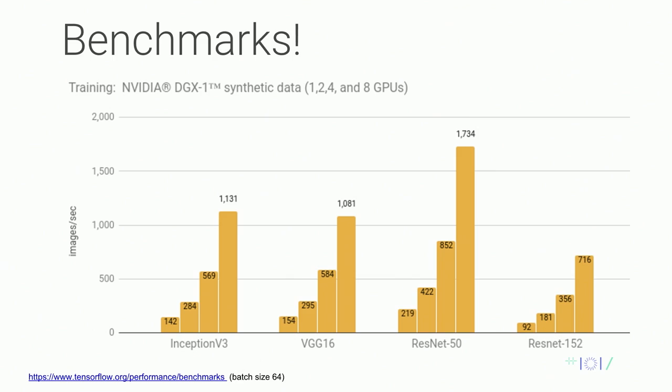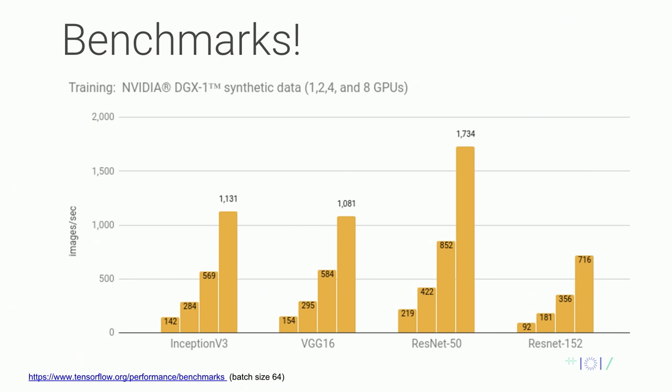Speaking of performance, let's talk about performance. About a week and a half ago, we released a bunch of benchmarks. They're actually on TensorFlow.org. There's a link down there. This is one of the graphs on that page, an NVIDIA DGX1 running on synthetic data on 1, 2, 4, or 8 GPUs. And there's a lot of raw throughput there. You can see a whole bunch of images per second. Images per second, super important.